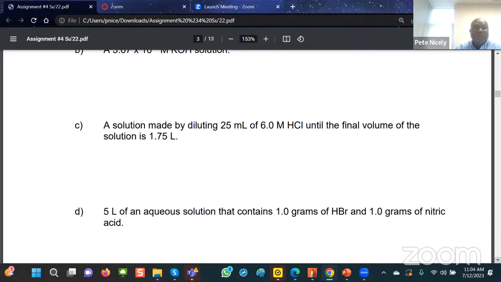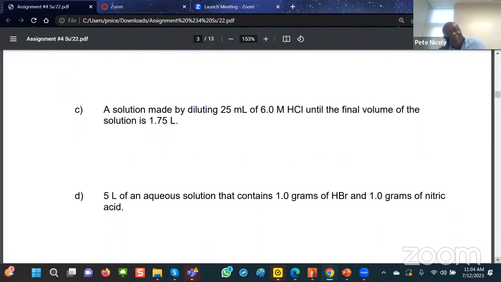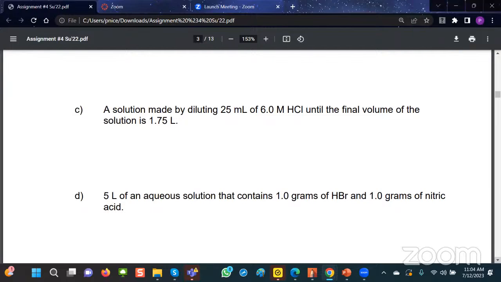Okay. This one says a solution made by diluting 25 mils of a 6.0 M hydrochloric acid until the final volume of the solution is 1.75. So, any ideas about how to deal with this one? We would use the M1V1. Okay, so let me write that equation down here.